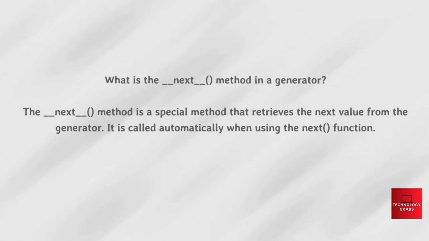What is the __next__ method in a generator? The __next__ method is a special method that retrieves the next value from the generator. It is called automatically when using the next function.